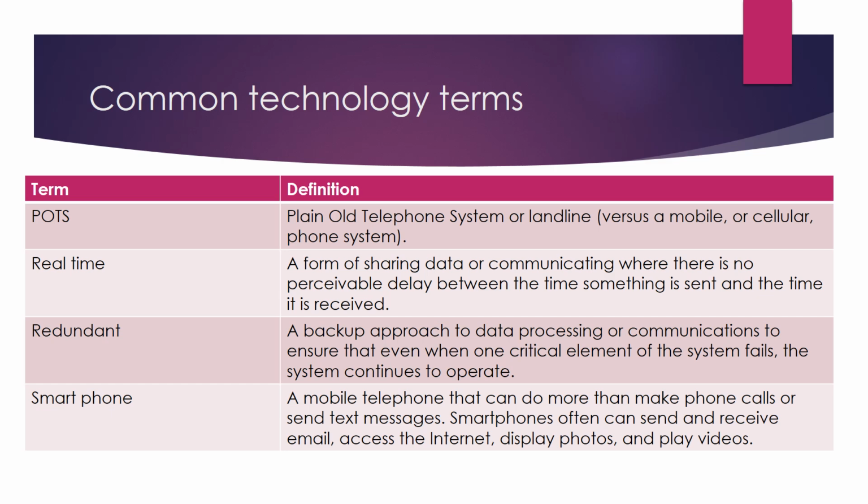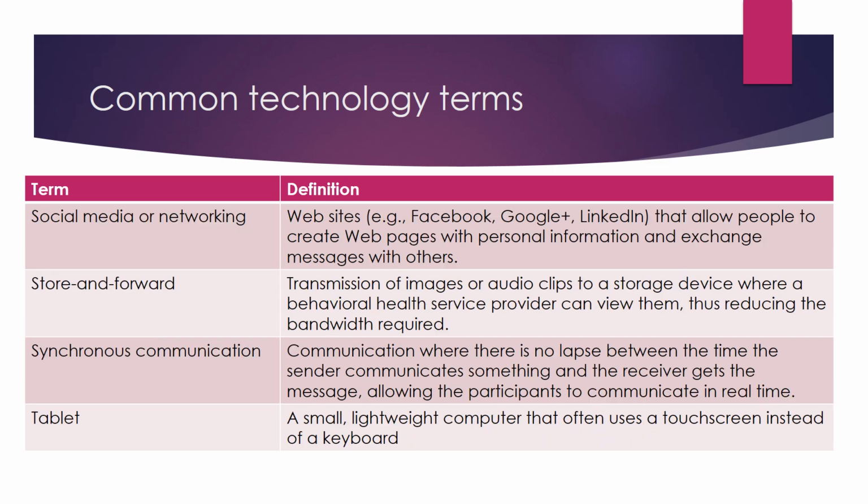Redundant, this is a backup approach to data processing or communications to ensure that even when one critical element of the system fails, the system is just going to continue to operate. A smartphone, this is a mobile phone that can do more than just make phone calls or send text messages. Smartphones can usually send and receive emails, access the internet, display photos, and play videos.